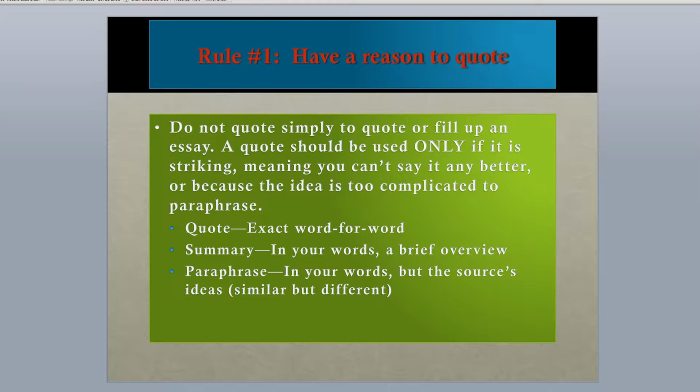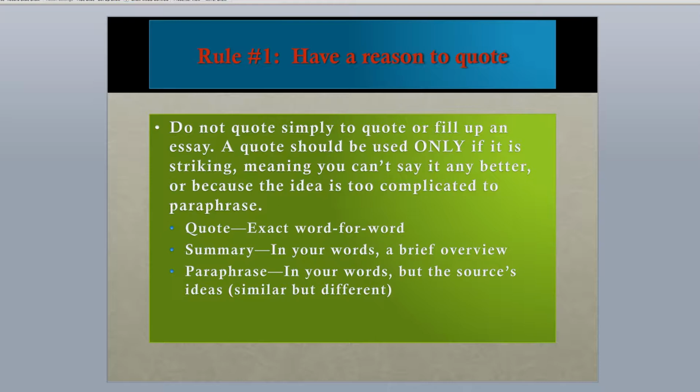So that said, there are three ways to think about including outside sources. There's direct quoting. That means exactly word for word whatever the outside source said, you're going to put that quote in actual quotation marks. And the other two are indirect. So that's summary and paraphrase.